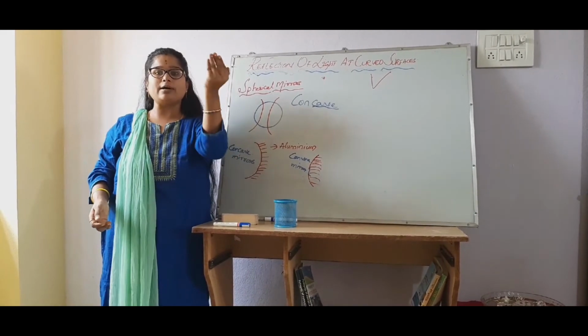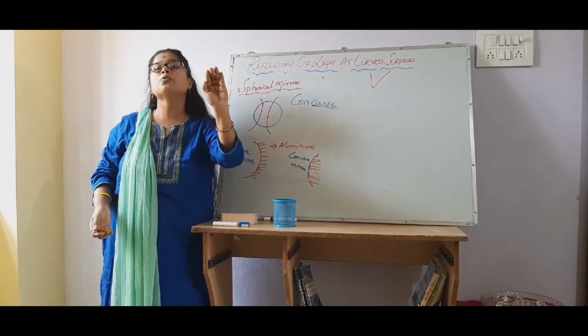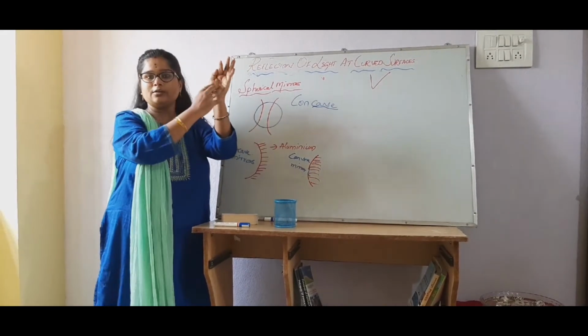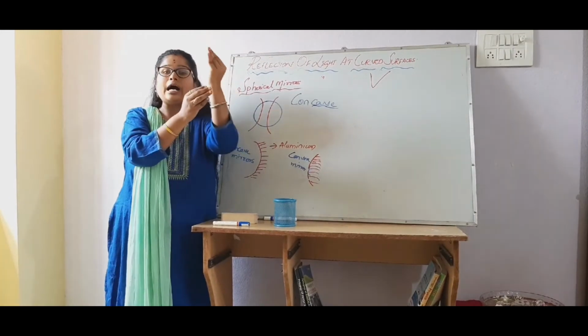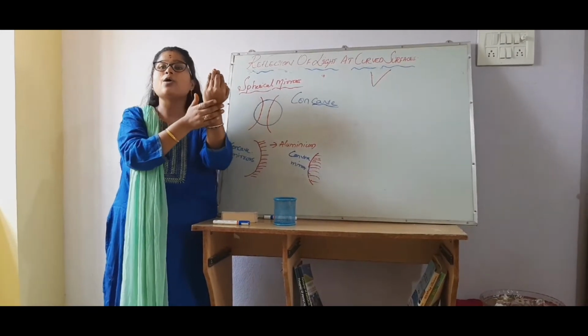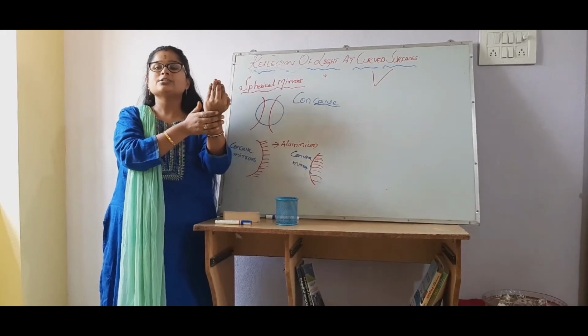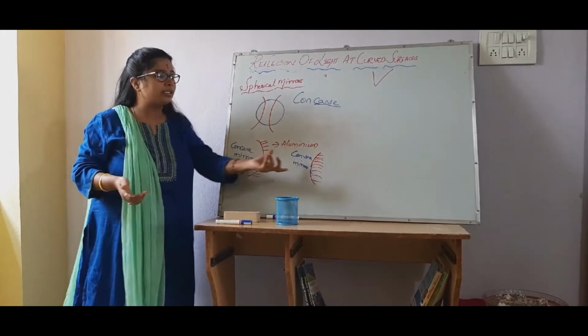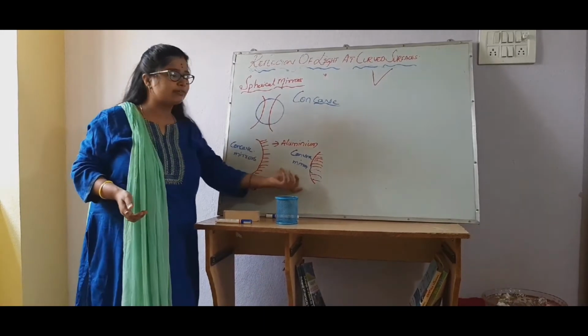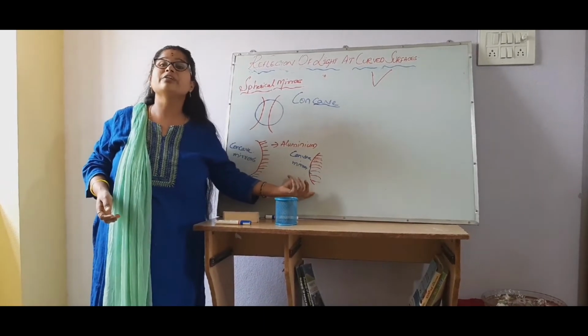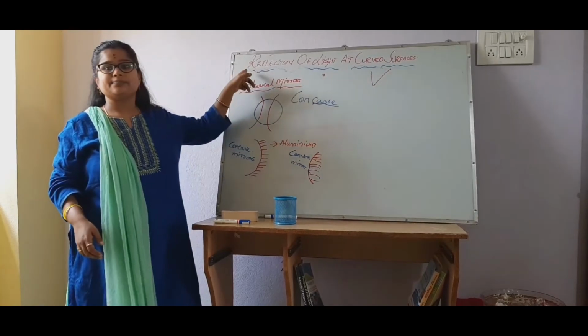And concave and convex mirrors can be shown as a spoon. The inward side of the spoon, with which you eat, is concave, and the outside will be your convex mirror. So these are two mirrors. We will talk about these mirrors and reflection of these mirrors in this lesson.